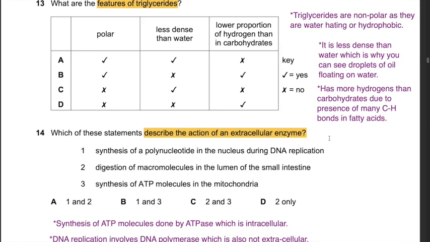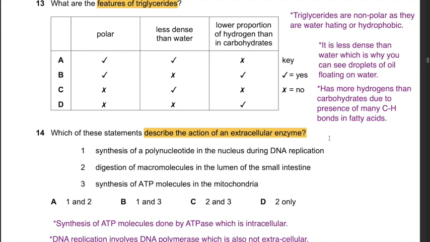Question 13. What are the features of triglycerides? The columns given are polar, less dense than water, lower proportion of hydrogen than in carbohydrates. Triglycerides are non-polar, as they are hydrophobic or water-hating. Polar means they love water. However, triglycerides don't love water, they hate it. That's why they are known as hydrophobic in nature, or non-polar in other words. Hence, under the column polar, it should be no, leaving us with the answer being either C or D.